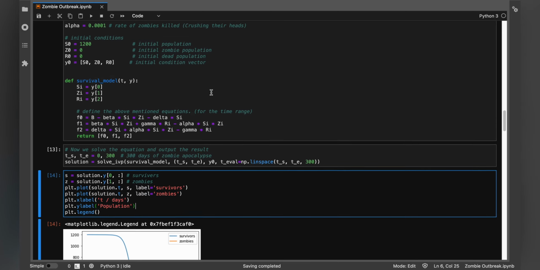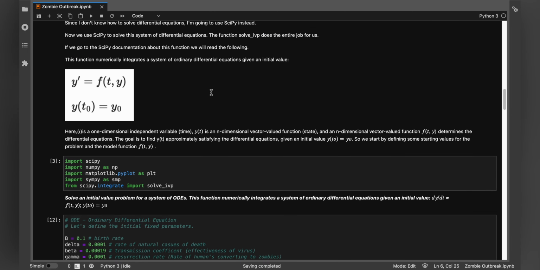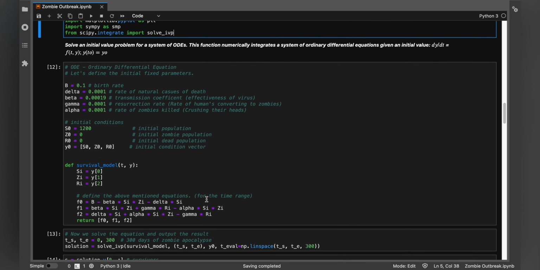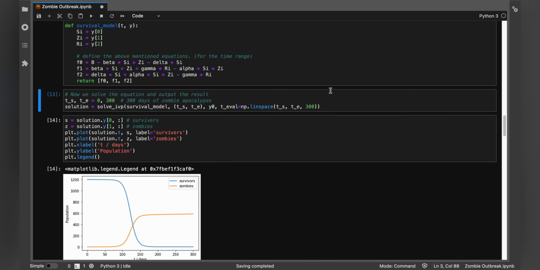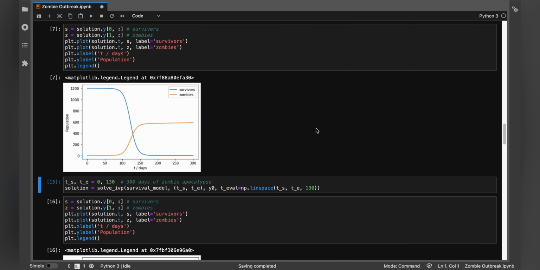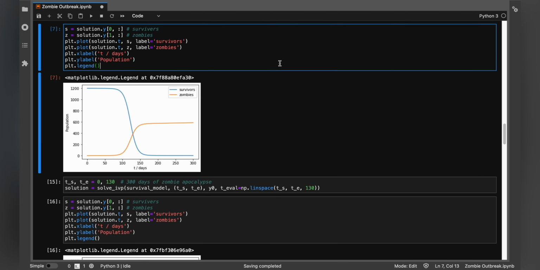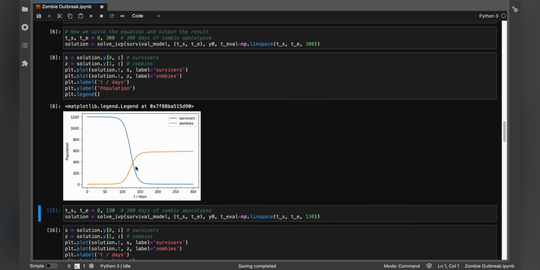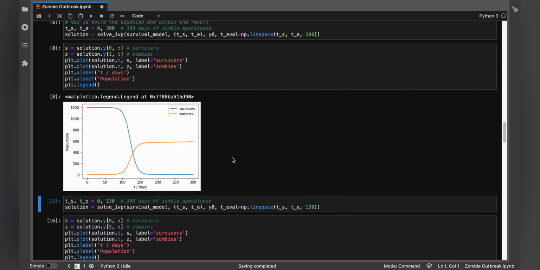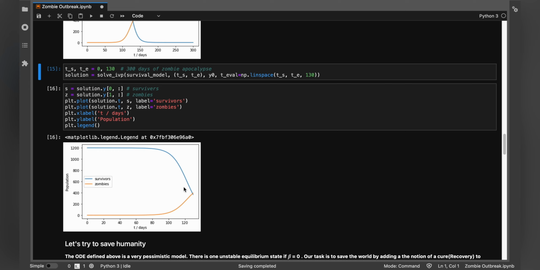So after running all of this code, we are going to get a plot. In this plot you can change the input days and all. We can see at about 130 days the population of people is going to be less than the zombies. So let's take a quick look at that.